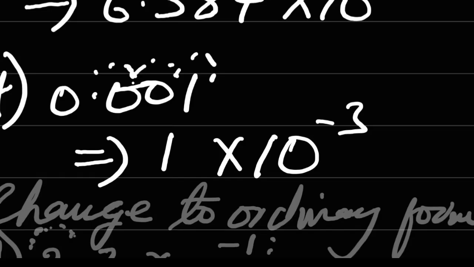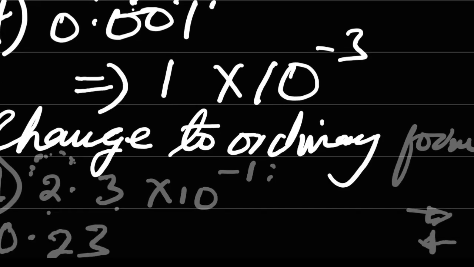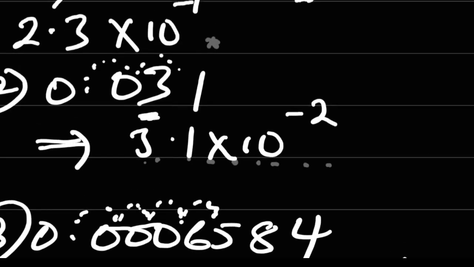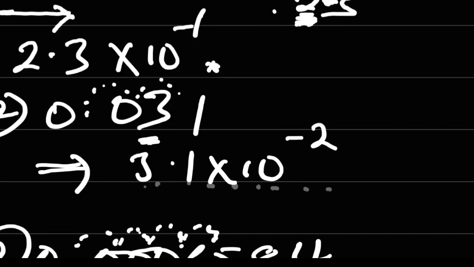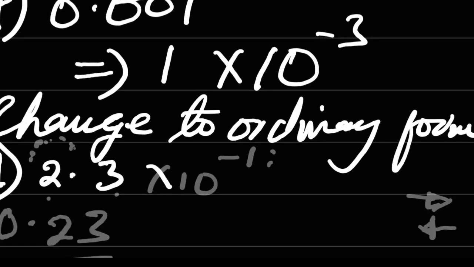So we can also change to ordinary form, just as we did when we were dealing with large numbers greater than 1. It is the same thing. So question 1 now. We are going to copy out this answer and then change it back. 2.3 times 10 raised to the power of minus 1.